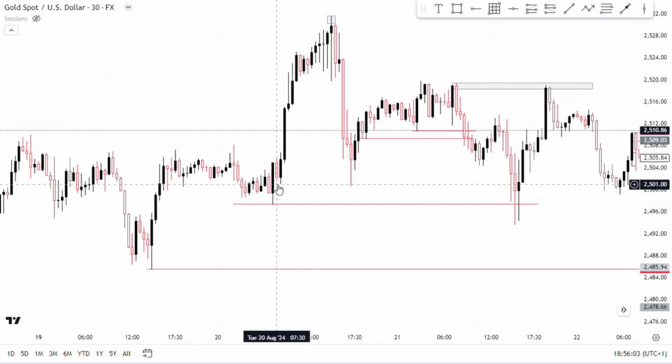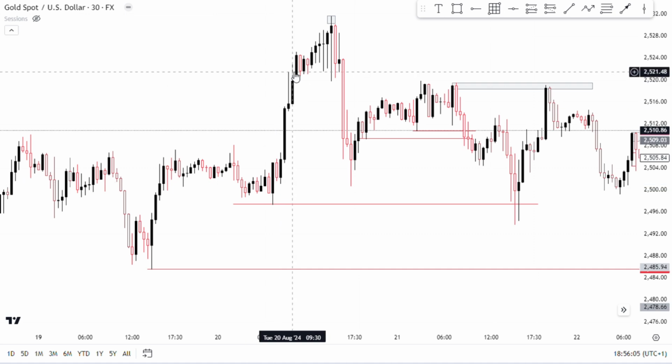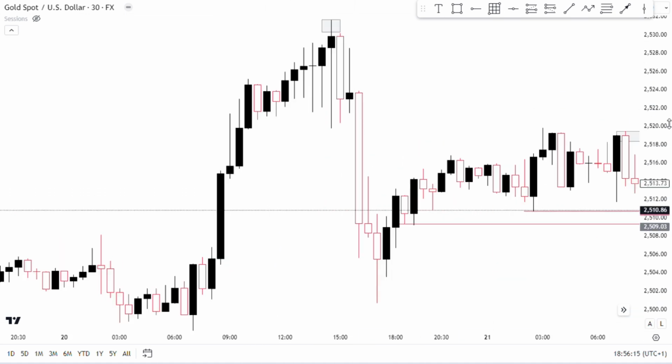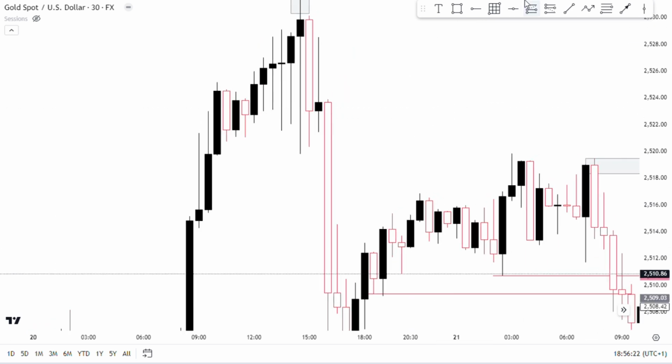So you have this particular low right here. There's the first low, and then we have this low, and then we have this low too. So you're going to study the market. If price ends up breaking two lows, then you make use of the order block. So right now on the 30 minutes time frame, price ended up breaking this particular low right here.